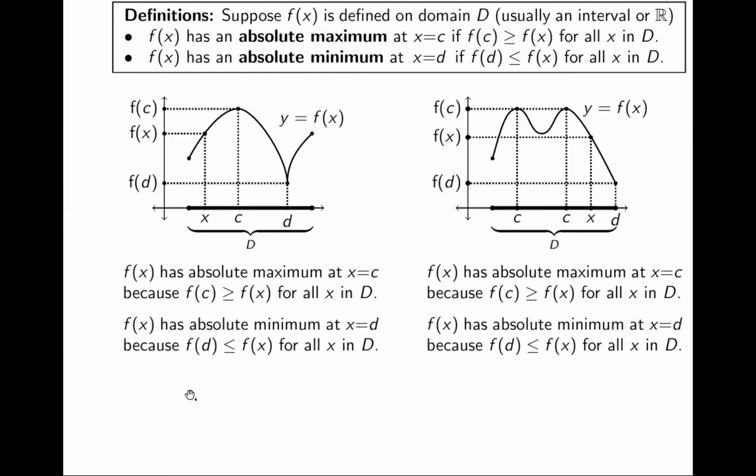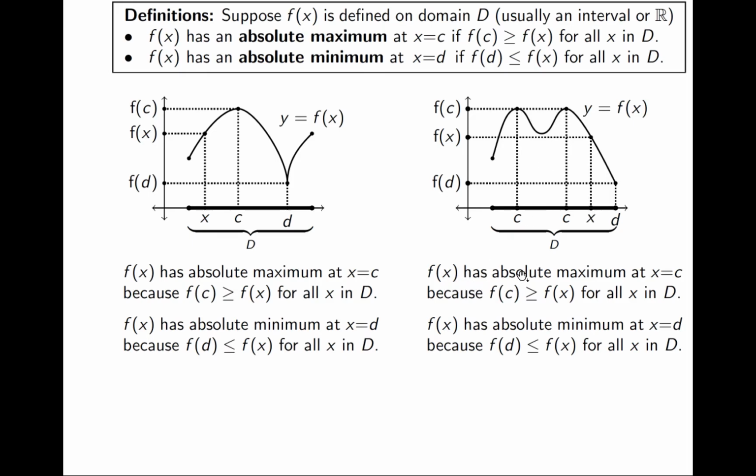New example. Slightly different function. I've got the same domain D here, but the function has changed a little bit. You'll notice that here's a c that has an absolute maximum right there. That's as high as you can get on this graph. And there's another point c over here that gives you that exact same maximum.